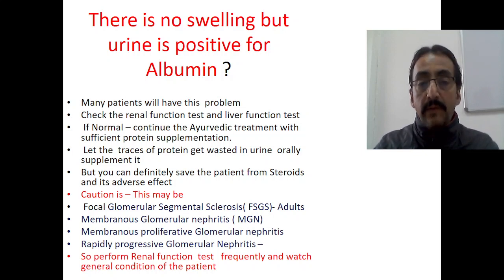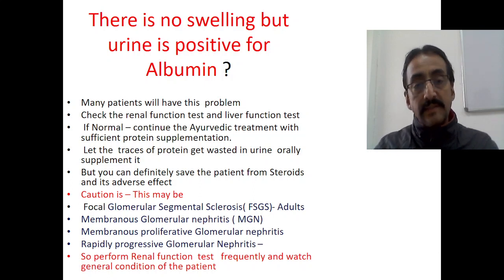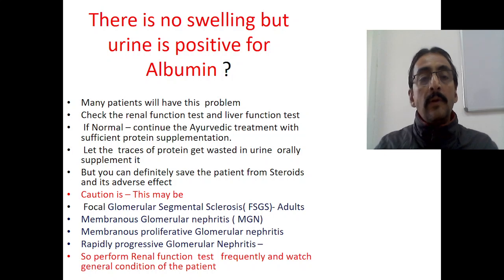So check the renal function test and liver function test first. If normal, continue the Ayurvedic treatment with sufficient protein supplementation. Let the traces of protein get wasted in the urine and compensate with oral supplements if it is traces. If you can definitely save the patient from steroids and adverse effects, do so. Otherwise, you have to go for steroids and other immunosuppressive drugs.